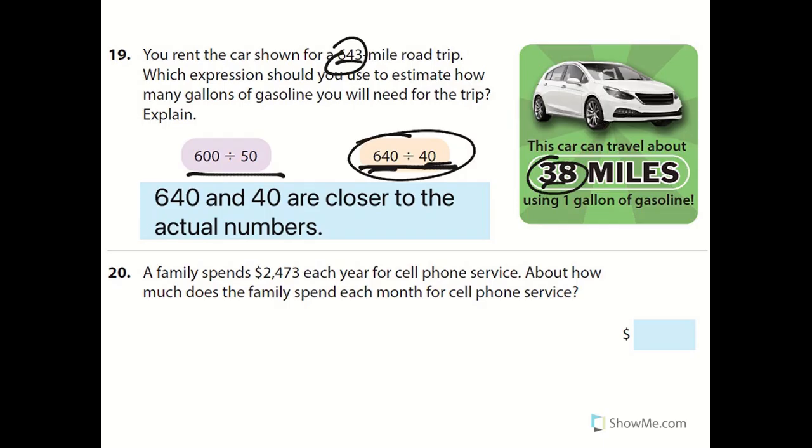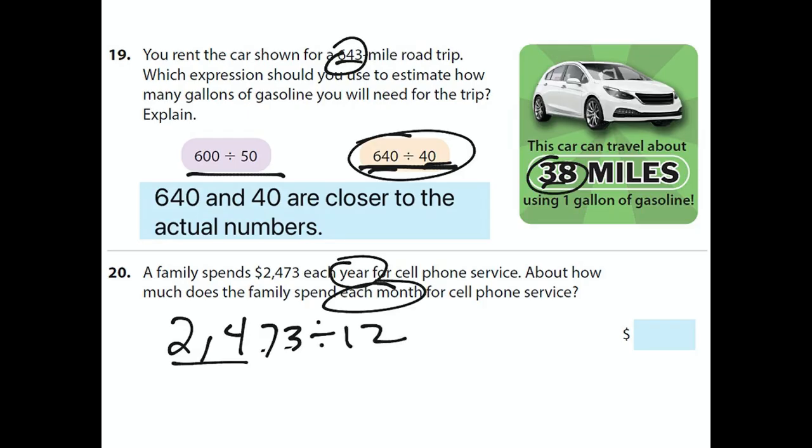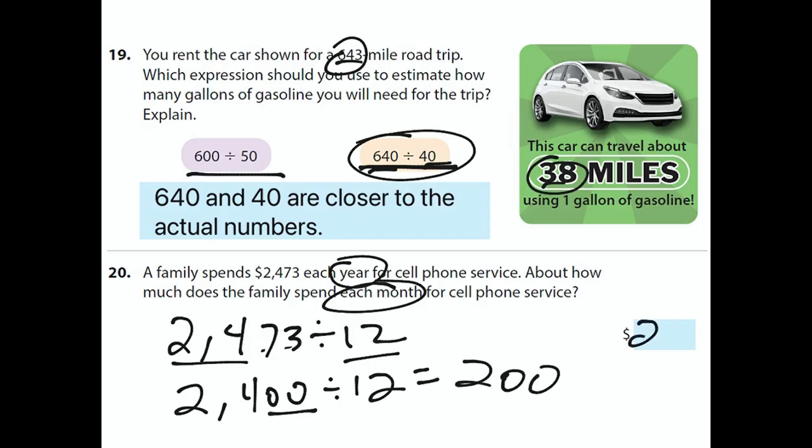Okay. So about how much does a family spend each month for cell phone service? Each month, a year. How many months are there in a year? 12. So we're going to divide 2,473 by 12. Well, 24 and 12 are math facts, so I'm going to take 2,400 divided by 12. I'm going to have 2 zeros. So $200. Again, knowing these math facts is what is going to help you the most on this.